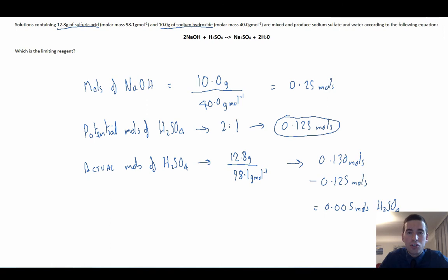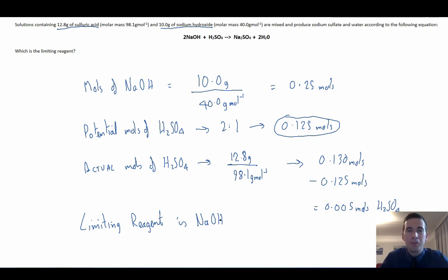Because of this, H2SO4 must be in excess. There is more H2SO4 than is actually needed in this reaction. So our limiting reagent is NaOH. This is the reagent which determines the extent of the reaction. This is the reagent you would use to then work out masses of products formed. If you use the values for H2SO4, you would get an incorrect mass of sodium sulfate or water.